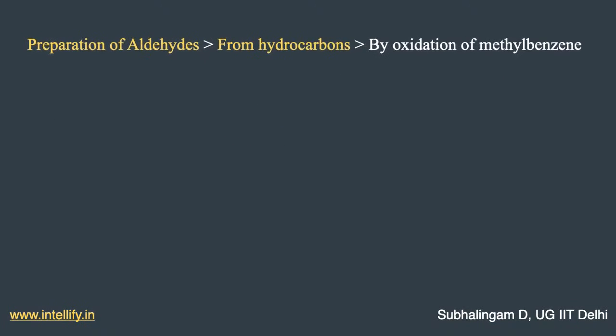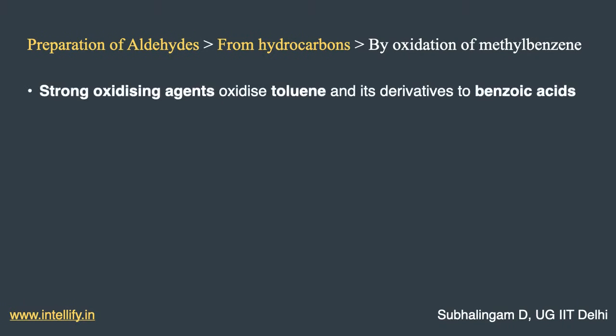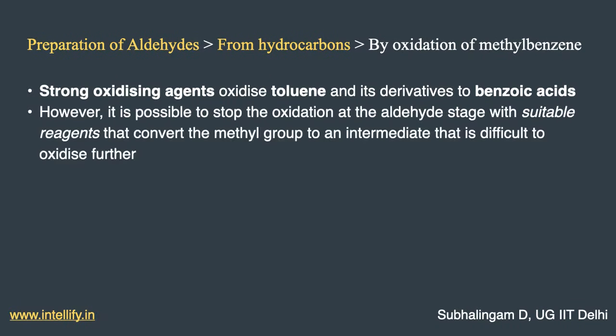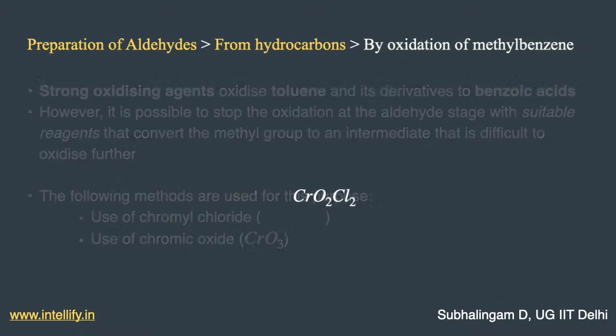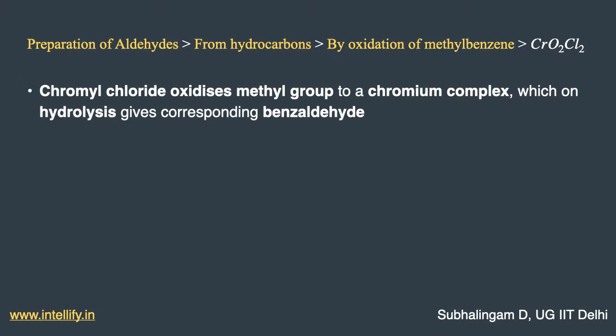First we will see oxidation of methylbenzene to obtain aldehyde. Strong oxidizing agents oxidize toluene and its derivatives to benzoic acids. However, it is possible to stop the oxidation at the aldehyde stage with suitable reagents that convert the methyl group to an intermediate that is difficult to oxidize further. The following reactions are used for this purpose: use of chromyl chloride, otherwise we can use chromic oxide, and we will see each of these in detail now.